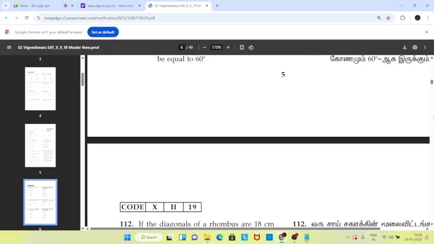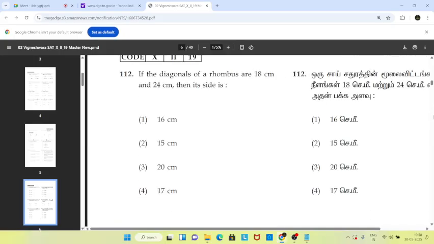112. Can anybody read other than Rakshan? Let somebody read. If the diagonals of a rhombus are 18 centimeter and 24 centimeter, then its side is.